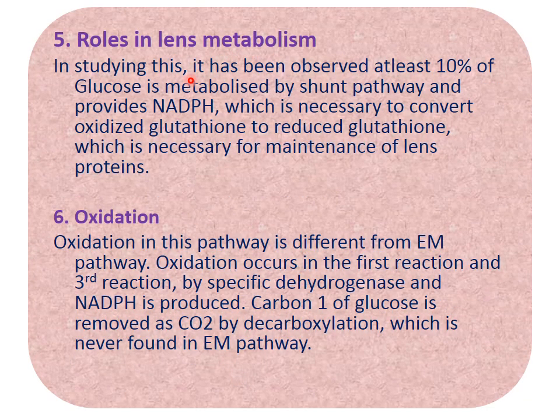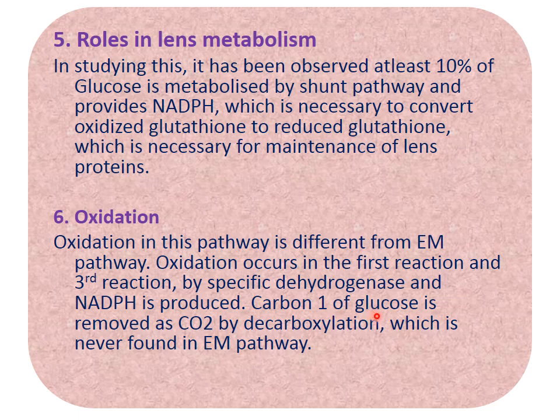In leukocytes, studies have shown that 10% of the glucose utilized in this pathway is used to provide NADPH. The NADPH oxidase enzyme utilizes NADPH from this pathway. This NADPH is synthesized in the HMP shunt, where oxidation occurs in the first and third reactions by specific dehydrogenase enzymes, and NADPH is produced, as compared to the EM pathway of glycolysis.